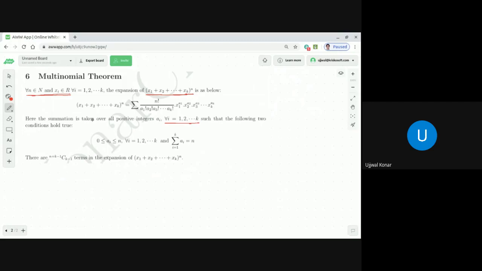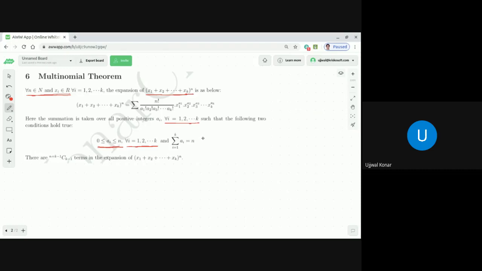ak. Here the summation is taken over all non-negative integers ai for i equal to 1, 2 up to k, such that the following two conditions hold true. What are the conditions? That ai should be between 0 and n, obviously, because we are taking factorials of these numbers, and i is from 1 to k, all natural numbers from 1 to k. And the summation of all ai from i equal to 1 to k should be equal to n.